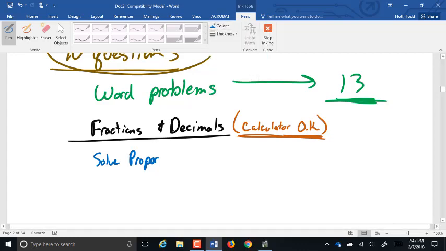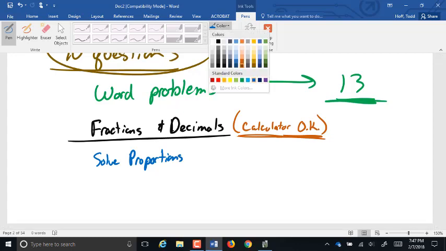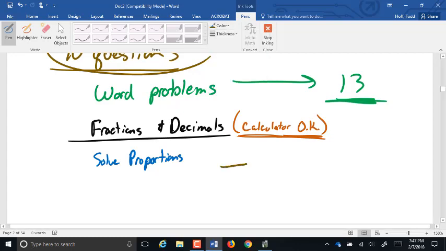You'll need to be able to solve proportions. Remember a proportion? Well, it is what we worked on tonight, where you have two fractions that are equal to each other. Like you might have 5/12 equals 25 over x. How do you find x? Cross multiply and divide.